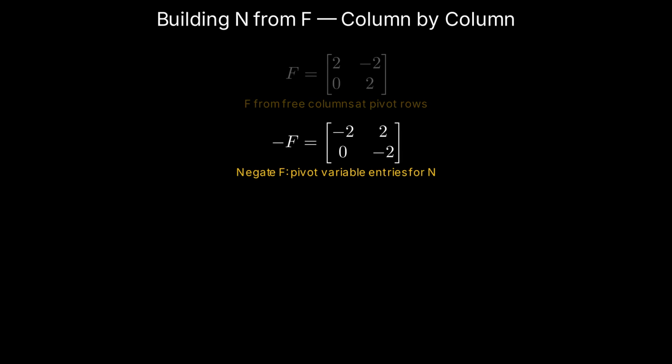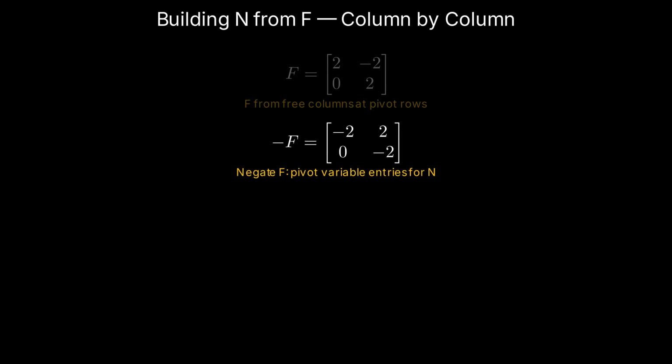We've got the structure. Now watch how fast these solutions appear. From R, the matrix F sits in the free columns at the pivot rows. F equals the matrix with entries 2, negative 2 in row 1, 0, 2 in row 2. Negated, negative F is negative 2, 2 in row 1, 0, negative 2 in row 2.